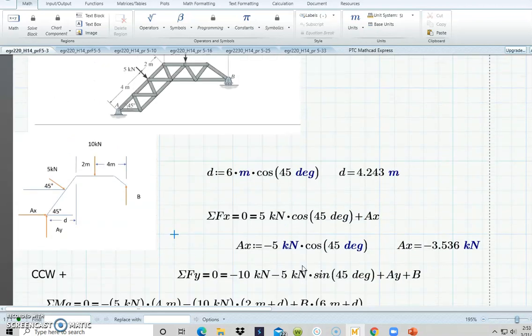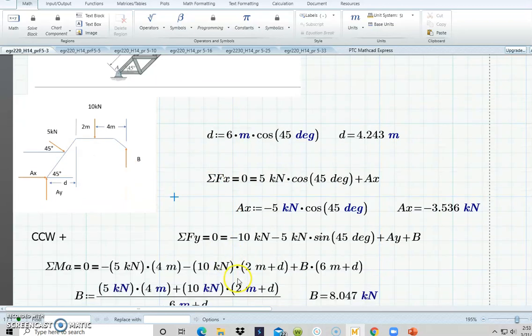So again, the key step is draw your free body diagram and then use it to write your equations. And we did the sum of the X is 0, sum of the Y is 0, sum of the moments are 0. If you have any questions, shoot me an email.